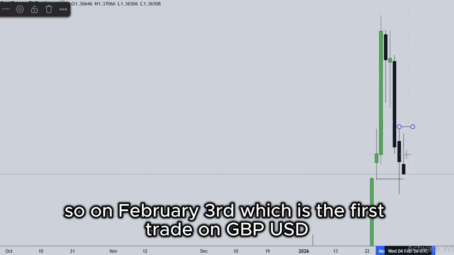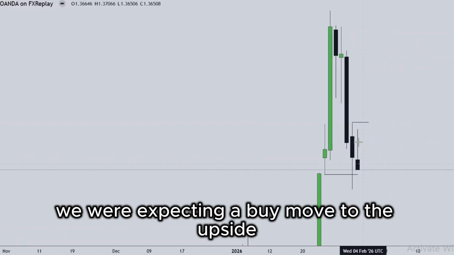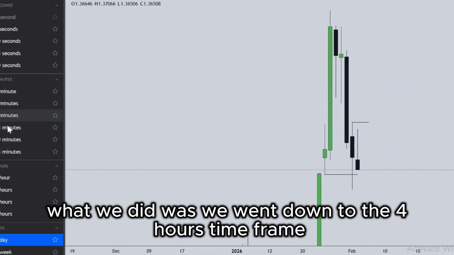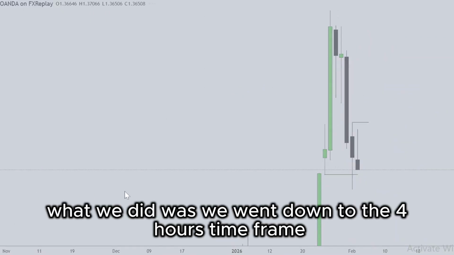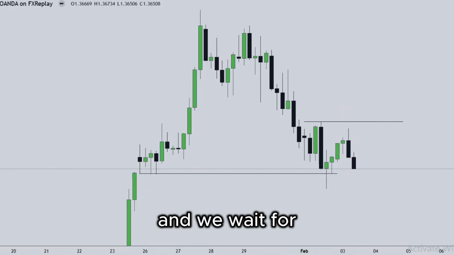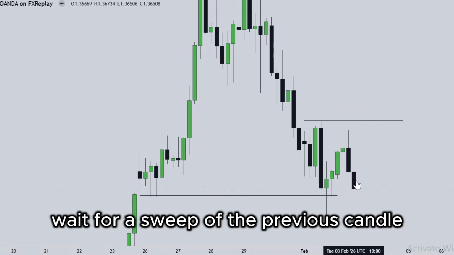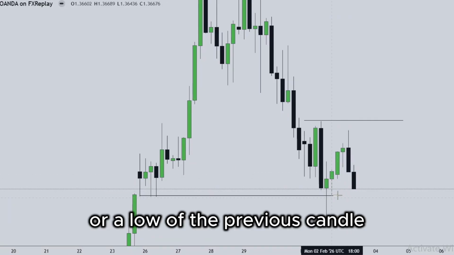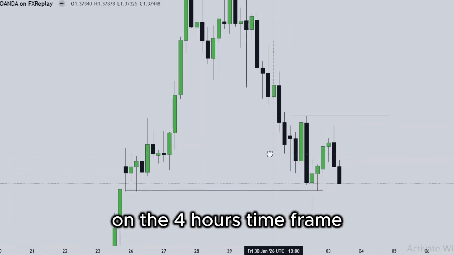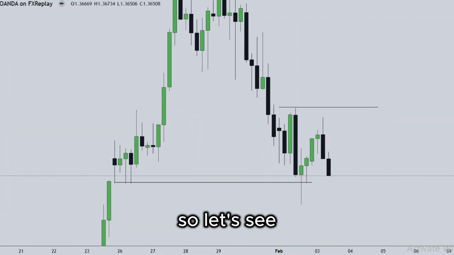So on the 3rd of February, which is the first trade on GBP/USD, we were expecting a buy move to the upside. So what we did was we went down to the 4 hours time frame and we wait for a sweep of the previous candle, or a low of the previous candle, on the 4 hours time frame. So let's see.